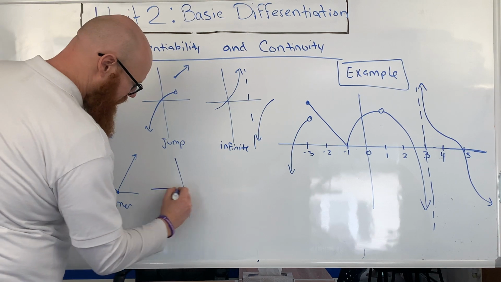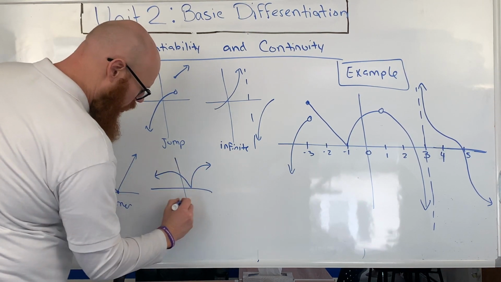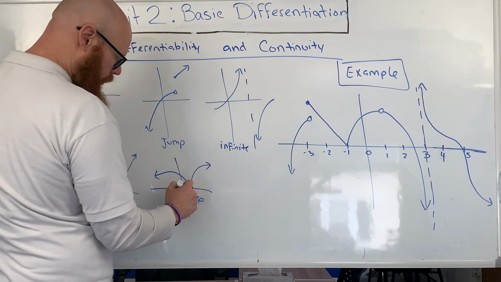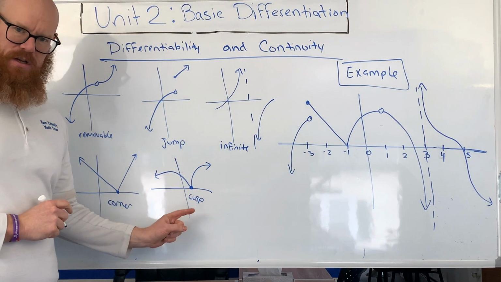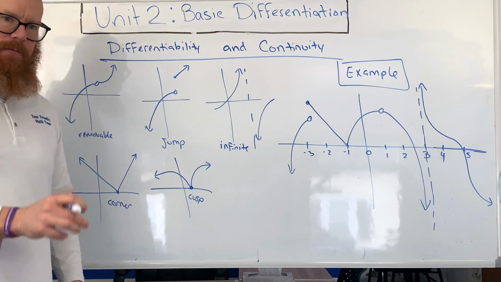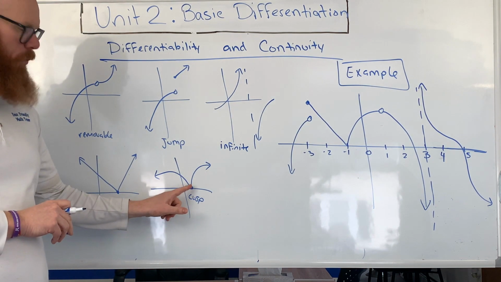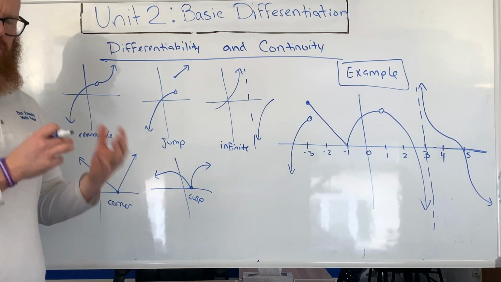Another example is very similar to a corner. It's just curved on both ends. We call this a cusp, all right? At the cusp, not at those other points, just specifically at the cusp and the corner, again, we have a continuous function, but the derivative itself is not continuous. So at that point, we would not have a tangent line. We would have an undefined derivative.